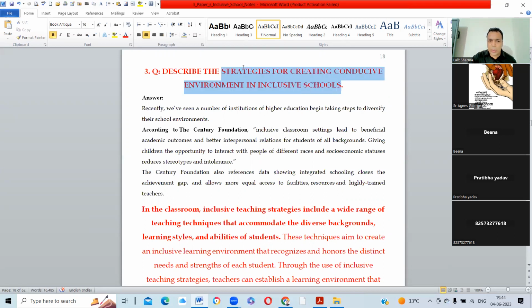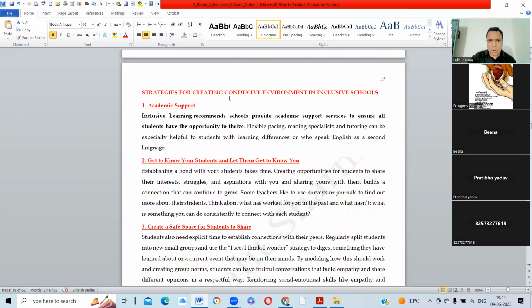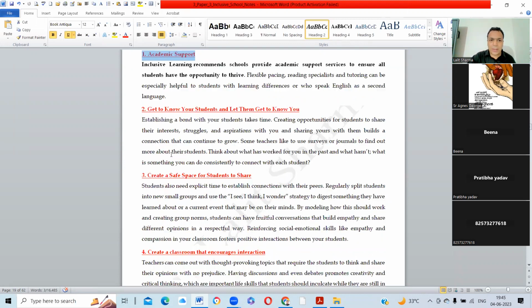So describe the strategies. What are the strategies, guys? Directly we talk about the strategies for creating a conducive environment. The role of the teachers came again. So all these things have to be created by teachers. If strategies have to be made, then teachers have to make them, because where is the student? The student is in the class, and the person who has to teach the student is the teacher. So the teacher has to make it conducive. What are the strategies? The teacher has to give academic support. Get to know your students and let them get to know you. See what a great point this is.